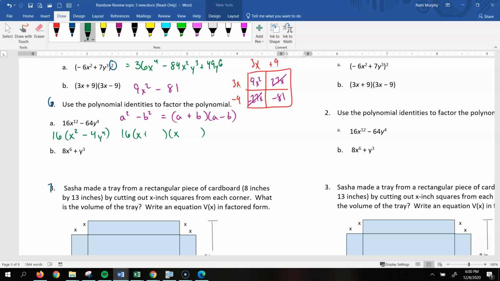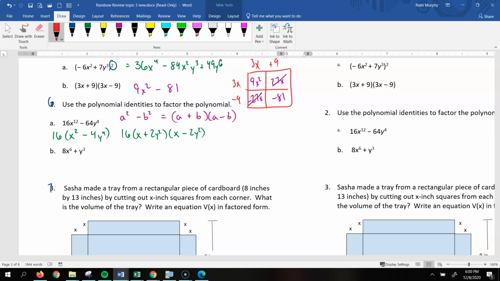and in this case, our a value would just be x. We'd have x plus something, x minus something. And the square root of 4 is 2, and so we'd have 2y squared. So we'd have x plus 2y squared, x minus 2y squared. So either one of those, what I had before, would be correct, or if you factored it this way, that would also be correct. All right, let's look at the next one.